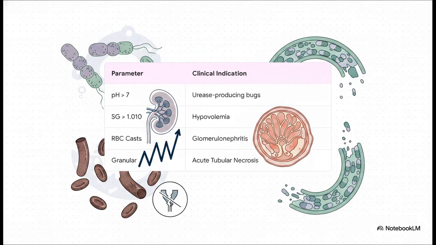A pH greater than 7? That points straight toward urease-producing organisms like Proteus. A specific gravity over 1.010 indicates hypovolemia. The presence of RBC casts practically screams glomerulonephritis, while finding pigmented, granular, or muddy brown casts definitively points you to acute tubular necrosis following an ischemic insult. These aren't just lab values, they are clinical roadmaps.